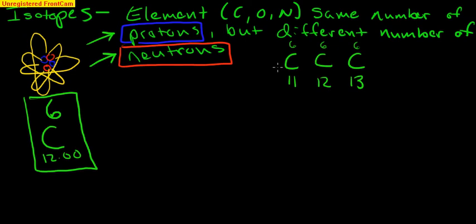Let's first look at carbon 12. Remember, it's the same number of protons. We can't change the number of protons. If we change the number of protons, we physically change the element, and we don't want to change the element. We want to stay with carbon. So do not touch the protons. We know from the atomic number that we have 6 protons.